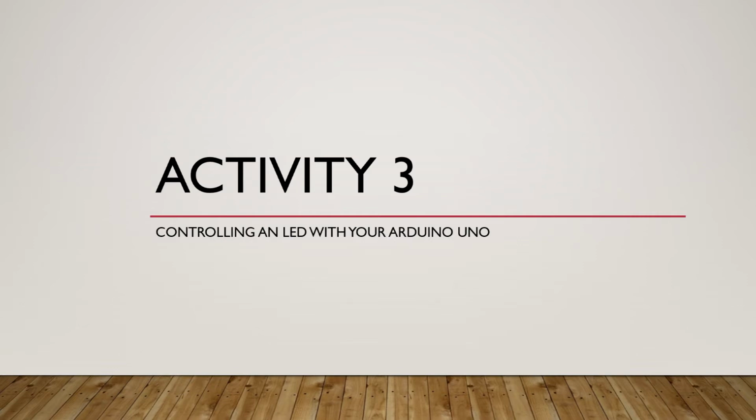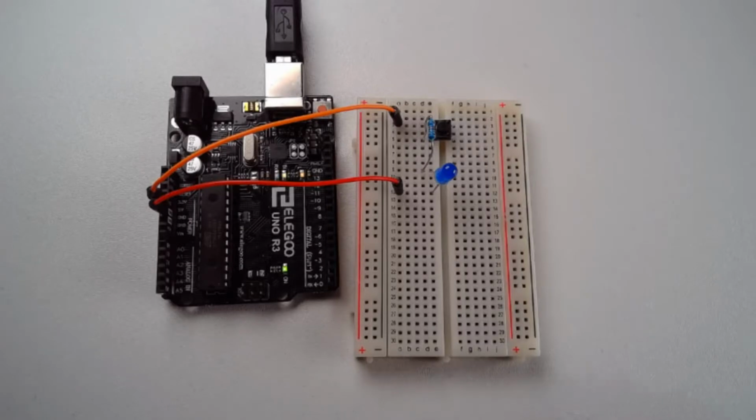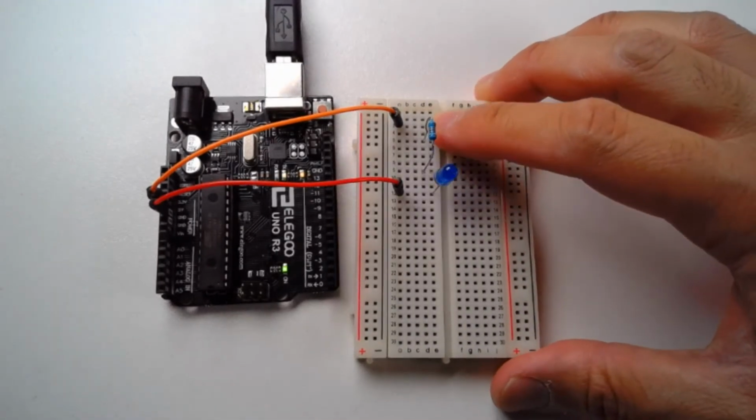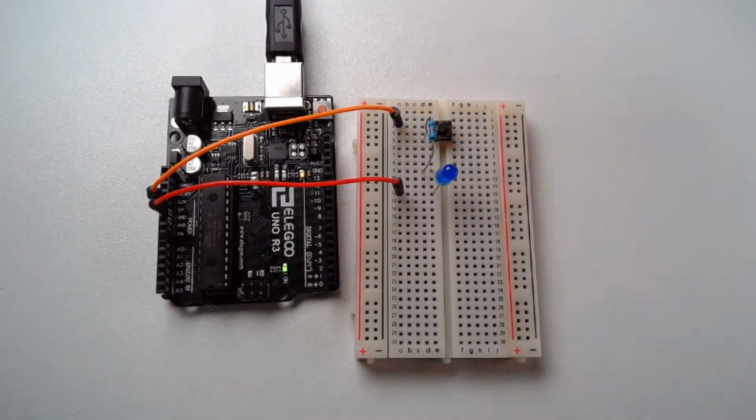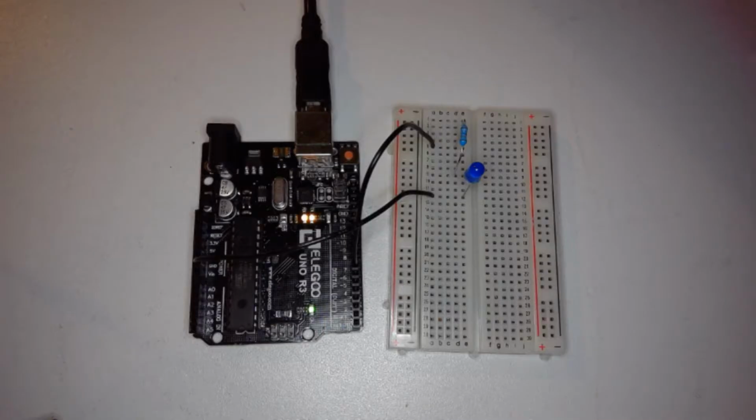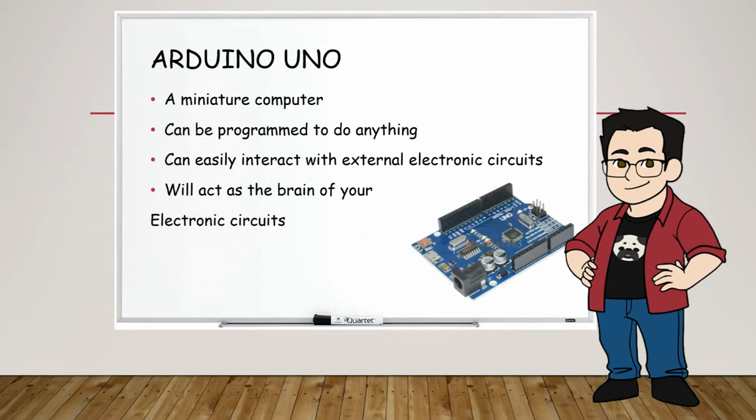For this activity, we're going to use an Arduino Uno to control an LED. In the previous activity, we added a push button to the LED circuit so that we could control when it turns on and off. But what if we wanted the LED to turn on and off automatically? To accomplish this, we're going to use the Arduino Uno.